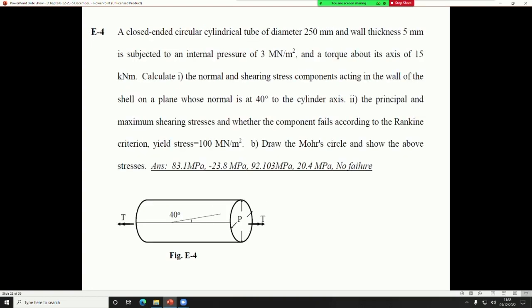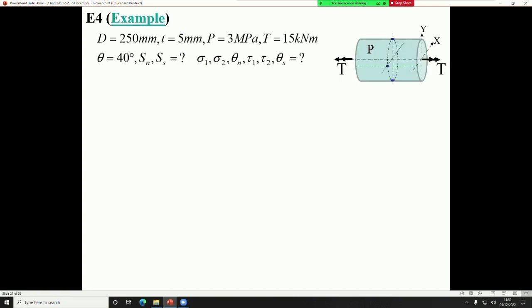In question number 4, I believe I solved parts 1 and 2, and I didn't draw the Mohr diagram, and also I didn't do the failure part. So we are completing from whether the component fails according to the Rankine theory, if the yield stress is 100 megapascals, and also repeating the above using Mohr's circle, the Mohr diagram. This is what we did last week. I showed you the analytical solution.